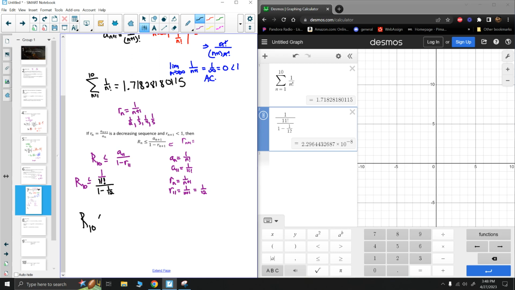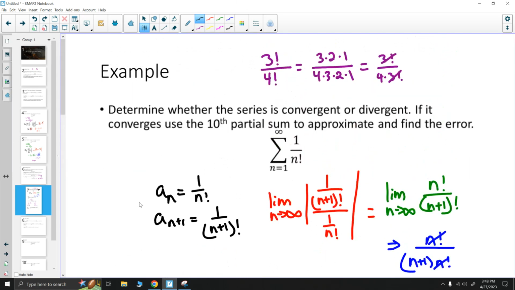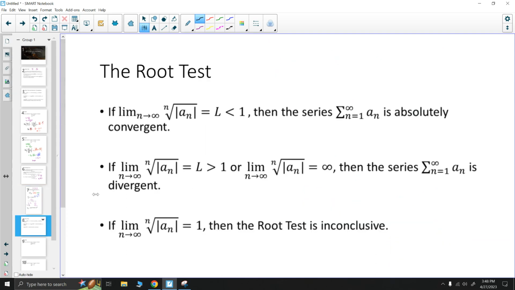Our r sub 10 is less than or equal to 2.296443267 times 10 to the negative 8. So moving this decimal place over 8 times. So this is actually very close to our actual sum. So that is how we check for estimate error and things like that. Okay. So anyway, now let's move on to the root test.